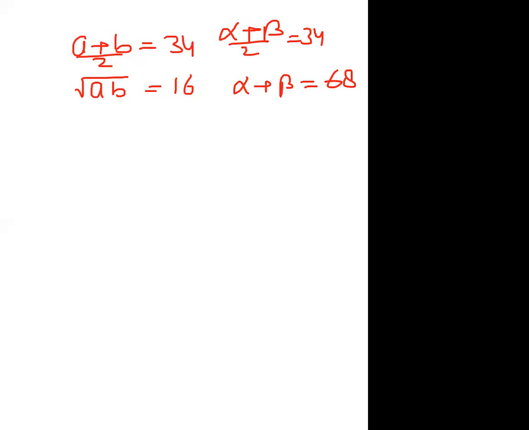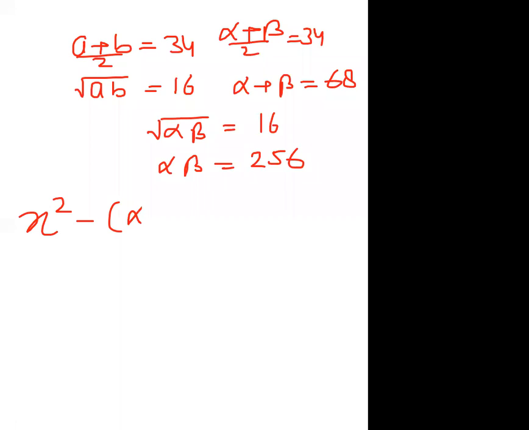And the geometric mean of the roots will be square root of alpha beta equals 16. That gives me alpha beta equals 16 square, 256. We need to find the quadratic equation. Now we know very well, it is from class 10th, x square minus sum of roots, alpha plus beta, into x plus alpha beta equals 0. So this will be the quadratic equation.